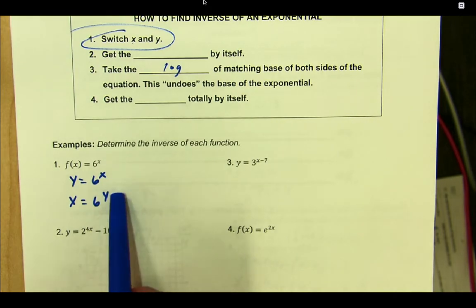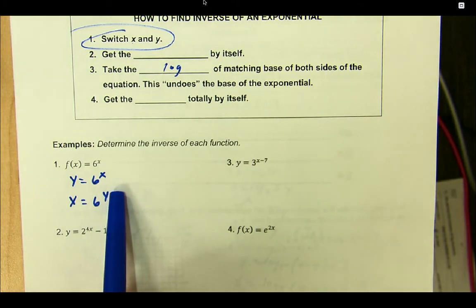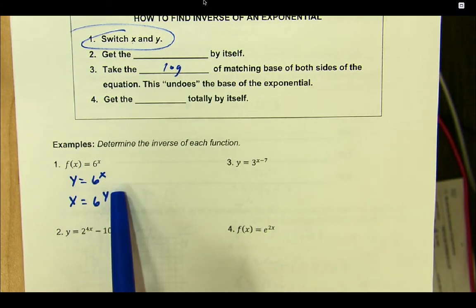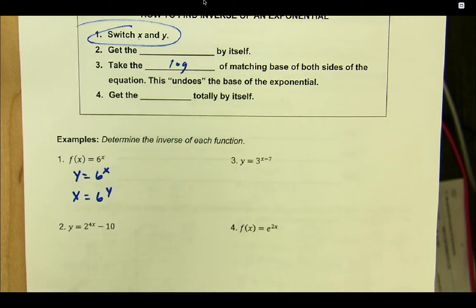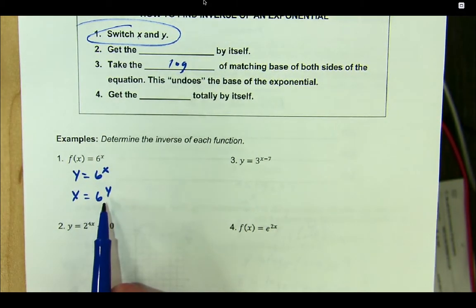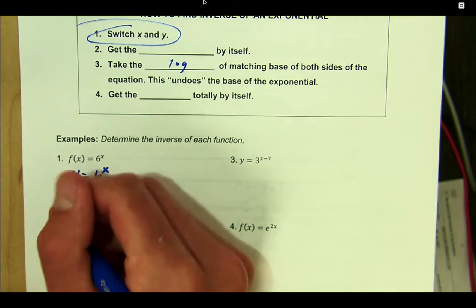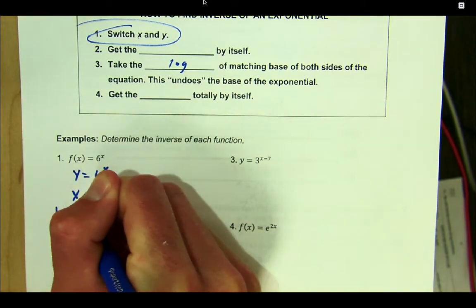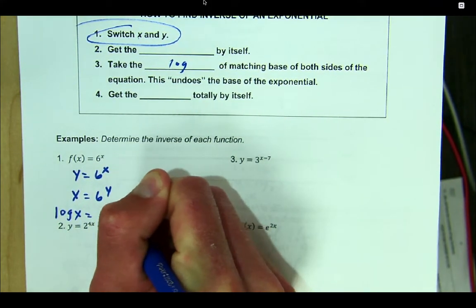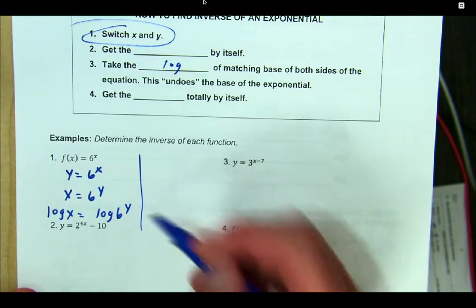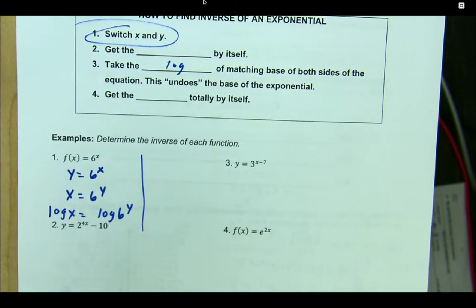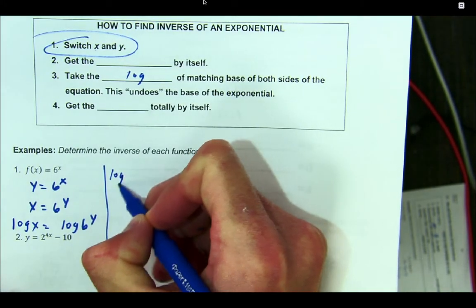So we need somehow, some way, for this exponent to no longer be an exponent. All right, we need to de-exponentialize it. So the inverse of exponential is log. So if you're going to take the log of this side, you have to also take the log of this side. Okay, so you take the log of each side. So on the left, you just still have log of x.